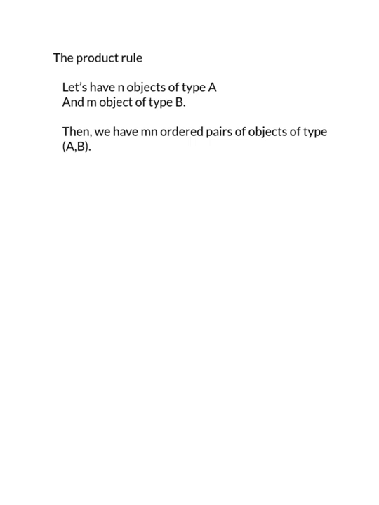Here is a way of explaining the product rule. Let us have n objects of type A, and let us have m objects of type B. Then we have n times m ordered pairs of objects of type AB.